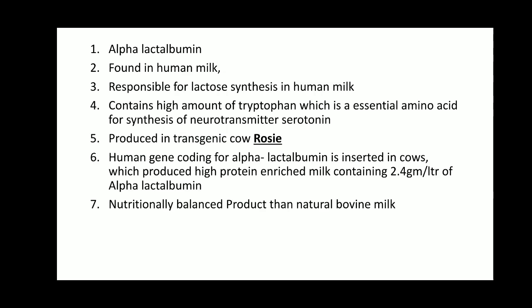Therefore alpha lactalbumin rich milk is very important for newborn babies as well as adults who are malnourished. This genetically engineered transgenic cow known as Rosie is able to produce milk rich in alpha lactalbumin. Rosie is the first transgenic cow produced using genetic engineering techniques, right?